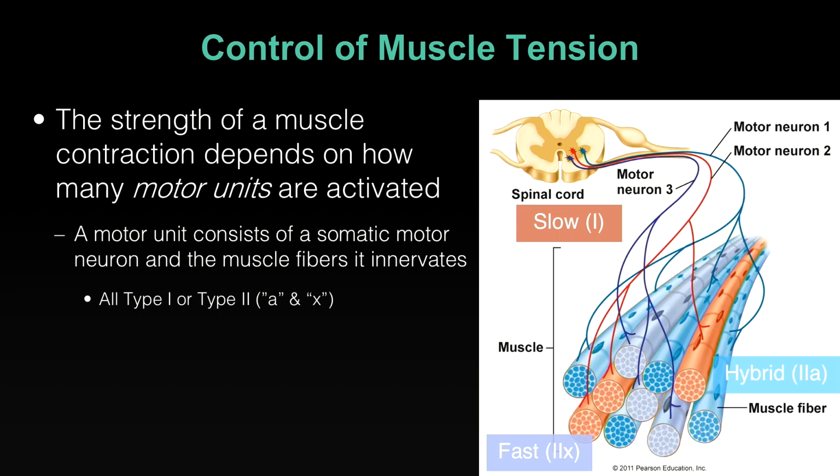I'm throwing these up here as well. We mentioned briefly last class, type 1 is slow, type 2 is fast, and then there are two flavors of fast. Type 2X is the very fast glycolytic only, and type 2A is the hybrid model. So these are the different types of muscle fibers, or at least how we categorize them.